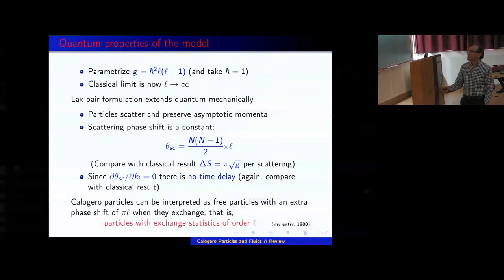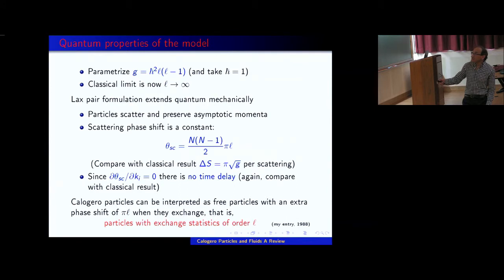So these Calogero particles scatter exactly as if they were free. The only thing is that their scattering phase shift is now dependent on their number and also on this coupling constant G, or equivalently L. Now, if the scattering phase shift were 0, that would be exactly the scattering of free bosons. If this scattering phase shift were pi for each particle exchange, so L equal 1 here, that would be exactly the scattering phase shift of free fermions.